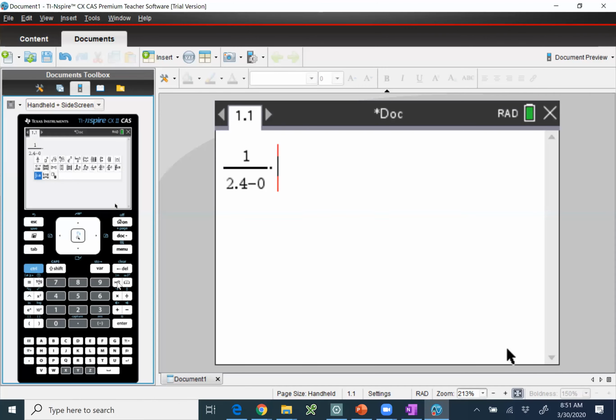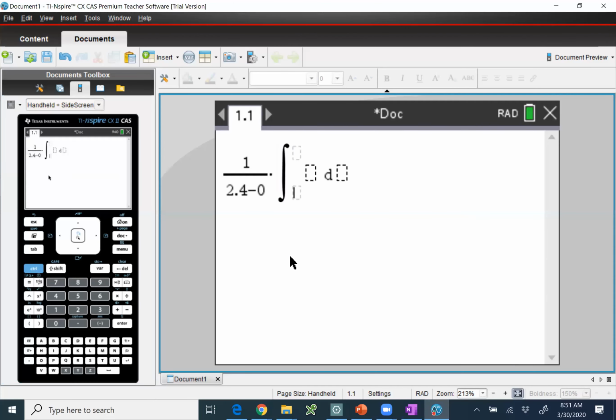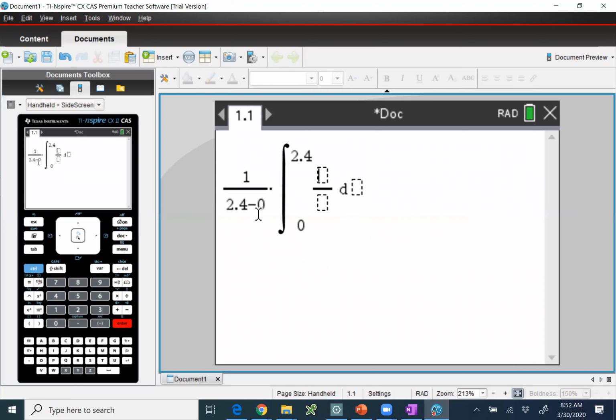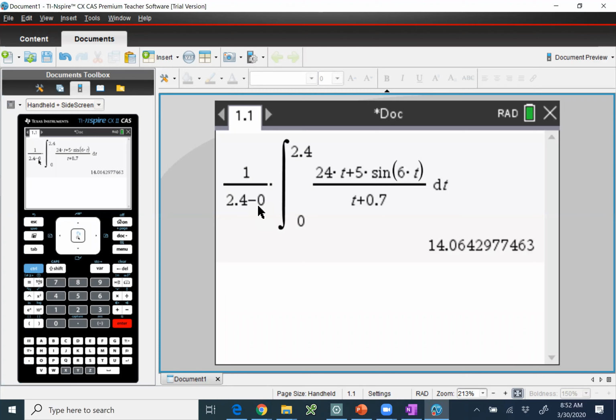So we do need to make sure we pick the integral that has the endpoints. So from 0 to 2.4, and then we had 24t plus 5 sine of 6t all over t plus 0.7. If you want to change those all to x's, you can change them all to x's. And we get 14.0643.